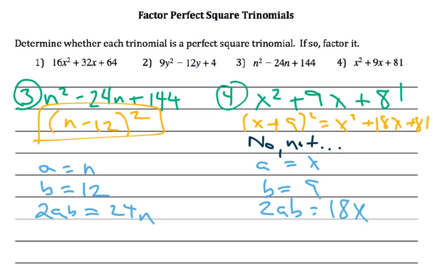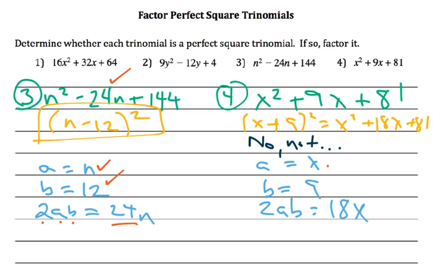But then I could also show it the pure formulaic route for 3 and for 4. So if a is n, then b would be 12 because the square root of 144 is 12. But then 2 times n times 12 would be 24n, which does check out. And I'd know it would be subtraction because of how the formula looks.